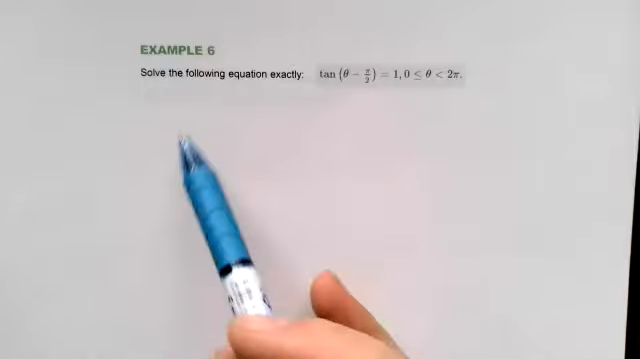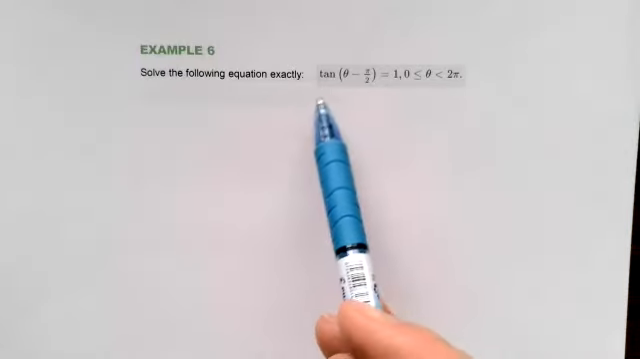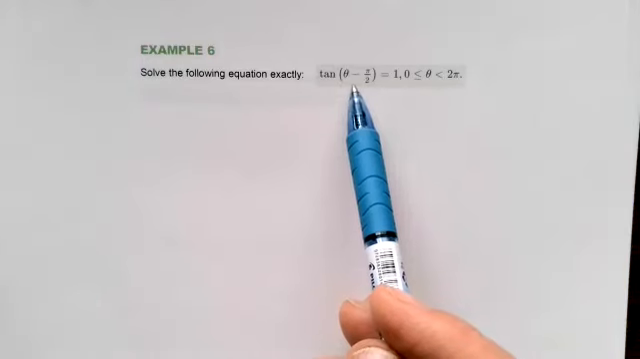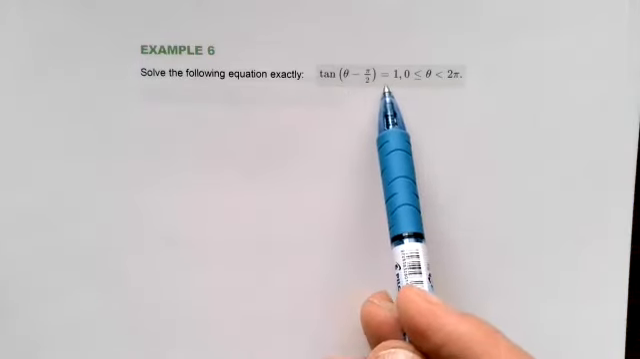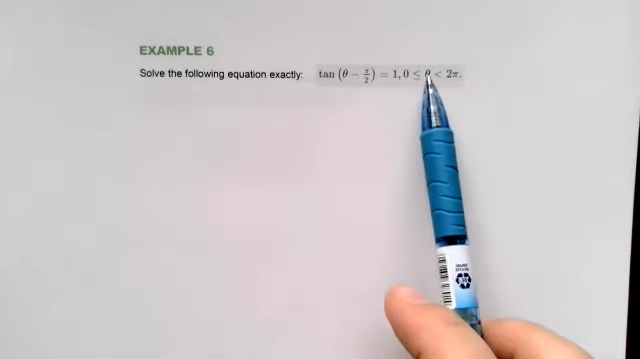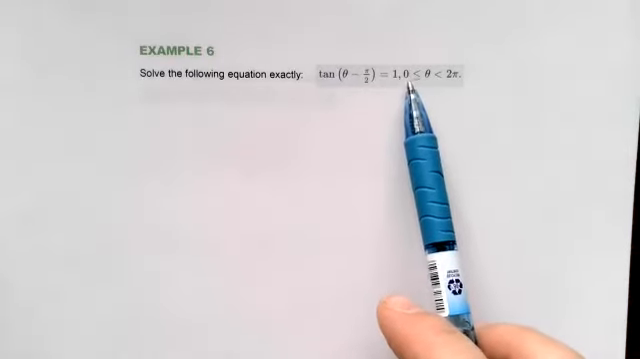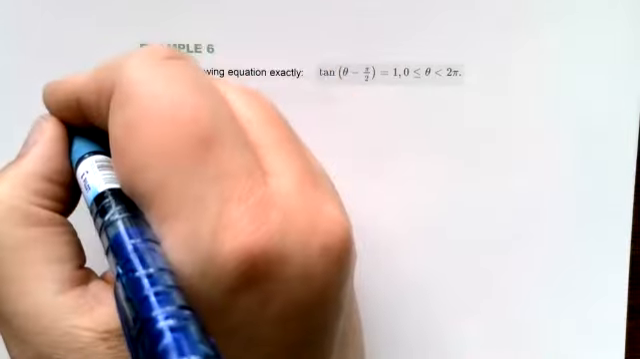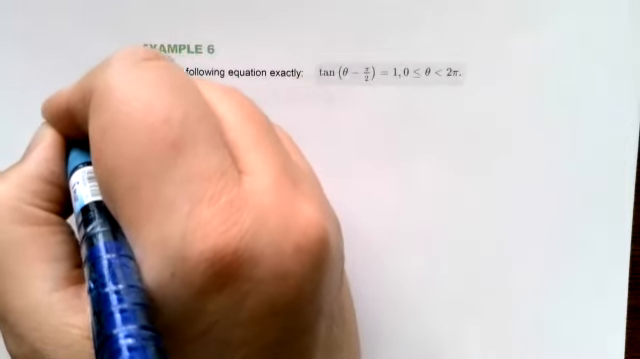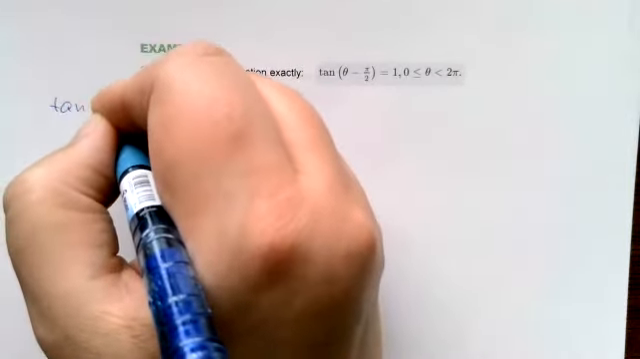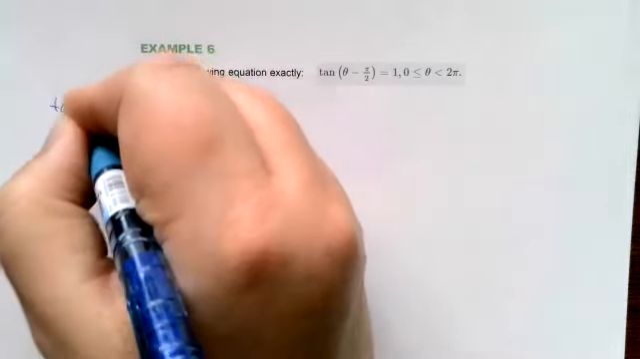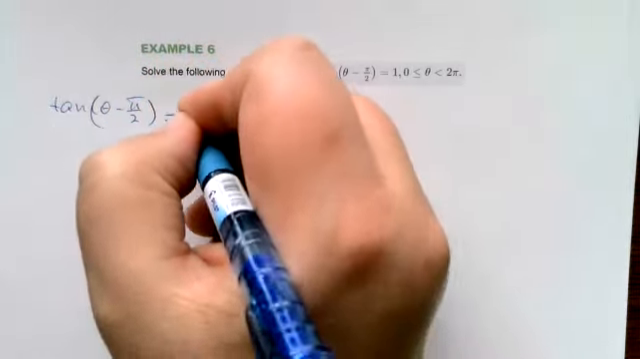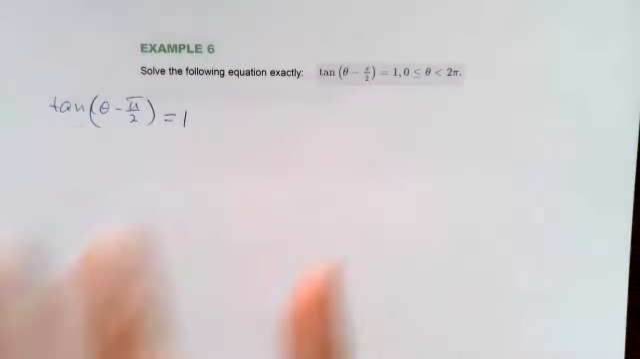Next, we're going to look at example 6, which says tangent of theta minus pi over 2 equals 1. And our solutions should be in the interval between 0 and 2 pi. All right, so let's copy our problem. For some of you, this format may look a little busy. Something's going on in parentheses, and it may look scary to some.